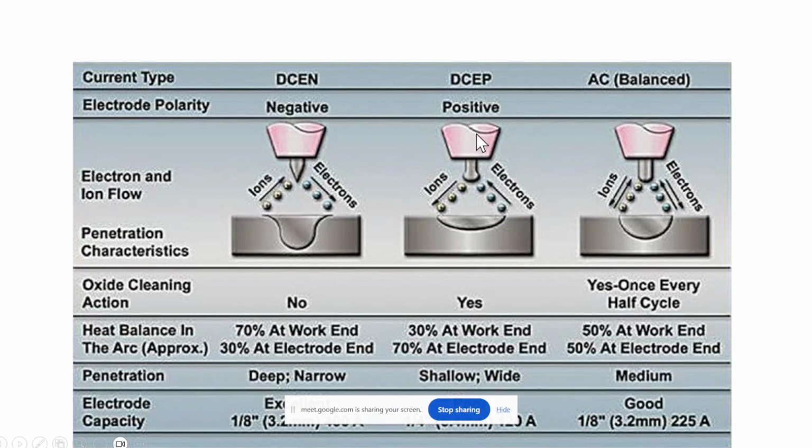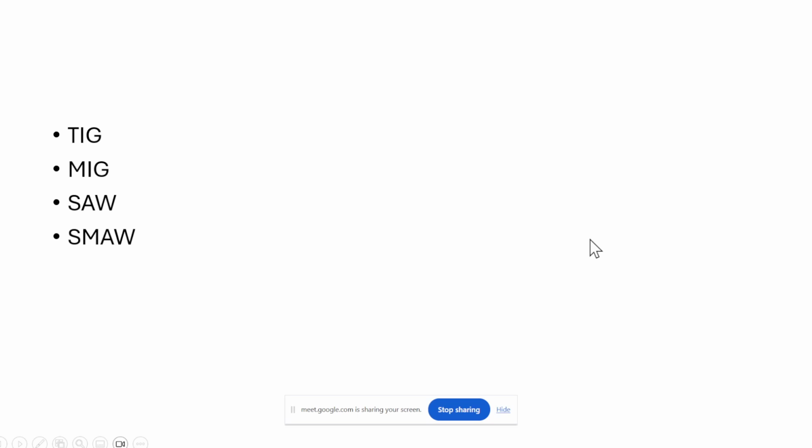But the advantage with DCEP is that it gives an oxidation cleaning action on the workpiece, because ions have high mass. Once they come and hit the workpiece, it acts as oxidation cleaning. We require this kind of oxidation cleaning in the case of aluminum welding. And we have seen the different classifications in arc welding: TIG welding, MIG welding, SAW and SMAW.